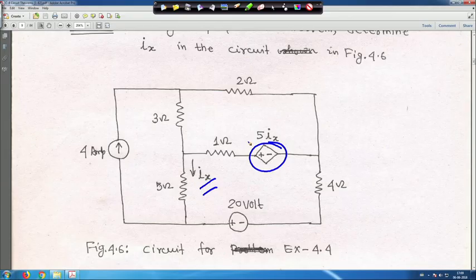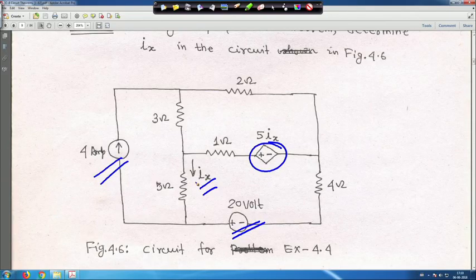As I told you, the dependent voltage source should be intact in the circuit; you cannot remove it, you cannot turn it off. But one independent current source is there, 4 ampere, and one independent voltage source is there, 20 volt. All the other resistance values are given. We have to find Ix using the superposition theorem.